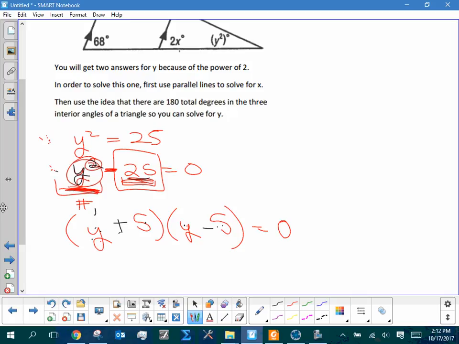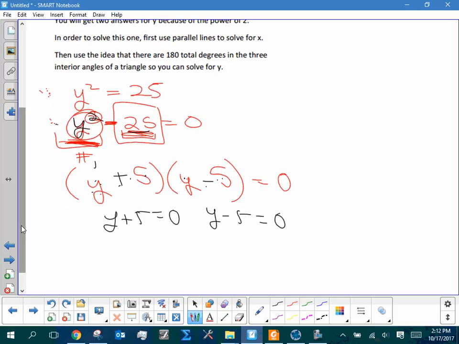Now if I have two numbers that multiply together to give me 0, one of those numbers is 0, or both of them are 0. So if I do that, does y equal negative 5 here? And y equal positive 5 there? Yeah. So it's an alternative way of factoring.